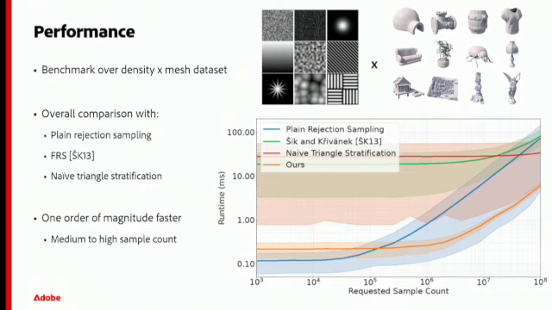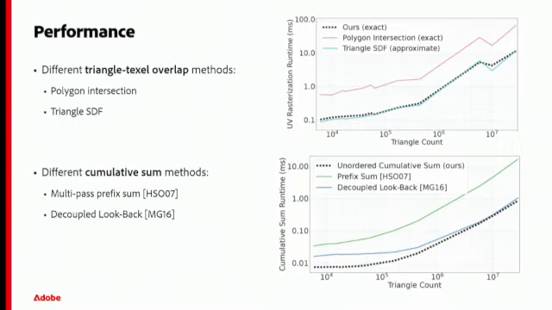If we take a look at the results, we use a benchmark over the Gaussian product of a number of densities and meshes, and we compare against plain rejection sampling, of course, the fast rejection sampling of Sek and Krivanek, and we also compare against a naive triangle stratification, which is basically doing the stratification but without all of our improvements. Here we report the average and standard deviation across datasets, and what you can see is that for medium to high sample counts, we are basically one order of magnitude faster, which is pretty good.